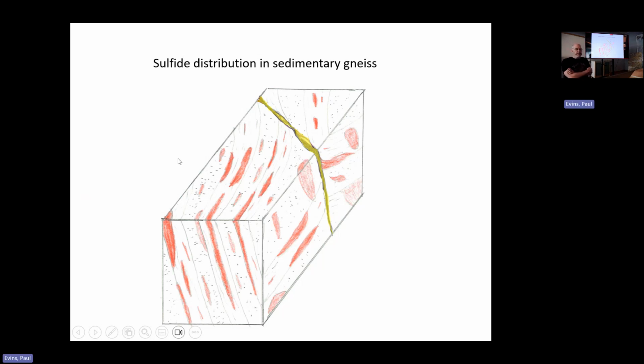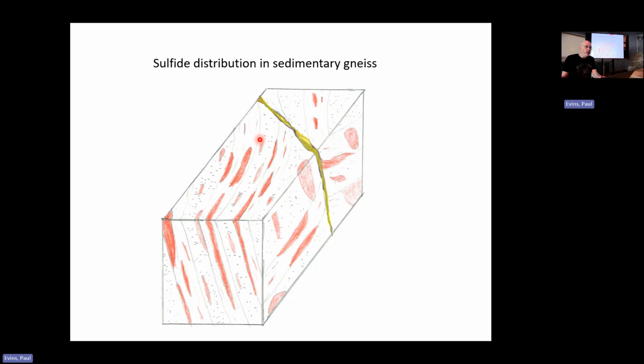Here is a sketch I made myself, which is just an imaginary schematic view of how the sulfides are typically distributed in the sedimentary gneiss. I won't talk so much about the amphibolite because it's not nearly as common in Stockholm as the sedimentary gneiss, and the sulfides are distributed in a different way. In fact, it's more commonly pyrrhotite in amphibolite when you have sulfide, whereas in the sedimentary gneiss it's pyrite, but when you get down south, it might be more pyrrhotite, depending on where you are.